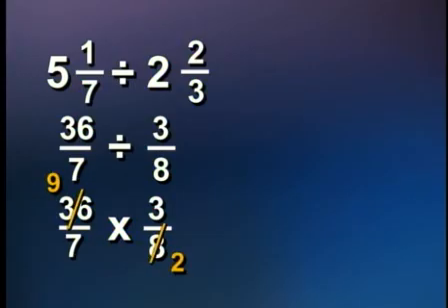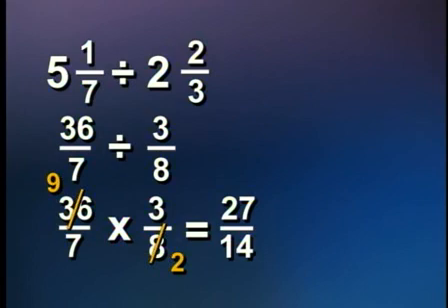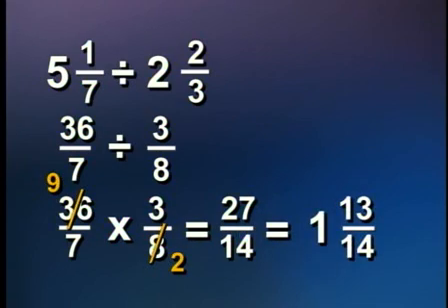We cancel, which of course we could do with the 36 and the 8, dividing both by 4. We multiply numerators and denominators, get 27/14, and we have our answer. Once we've simplified 27/14 to 1 13/14, now it's time to check.